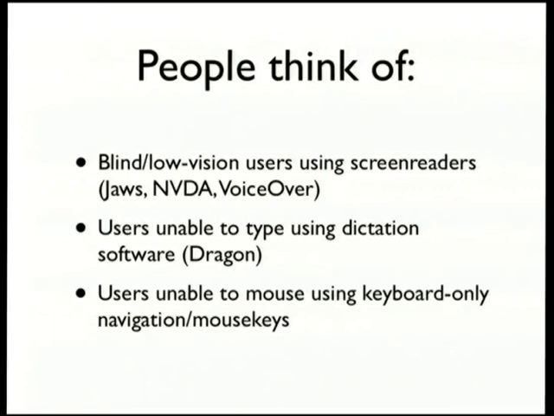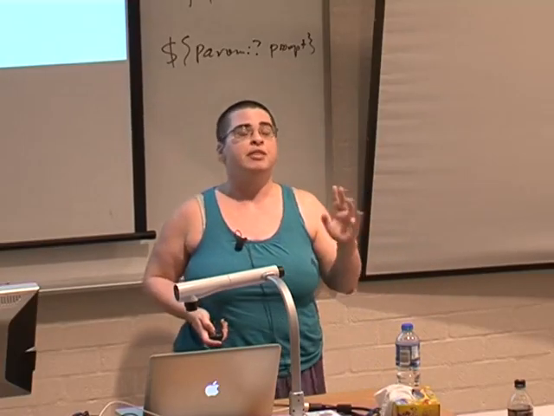If you blow your hands out with carpal tunnel syndrome or other RSIs, you start using dictation software. Dragon is pretty much the name in that field: Dragon NaturallySpeaking, Dragon Dictate. Or people who are unable to use the mouse use keyboard-only navigation, the mouse keys. You can go anywhere from just using the tab key to move through form fields, all the way up to setups where your keyboard functions entirely as a mouse.